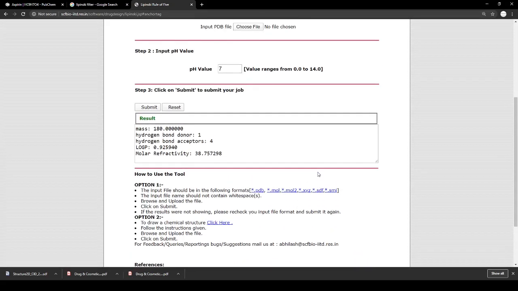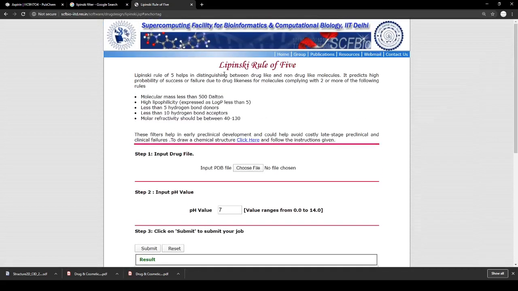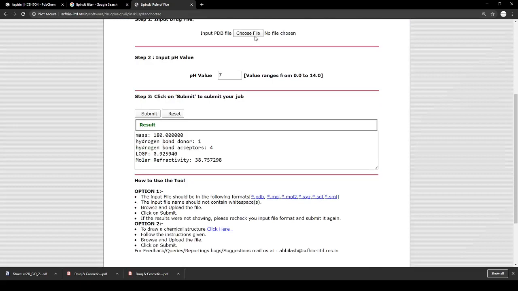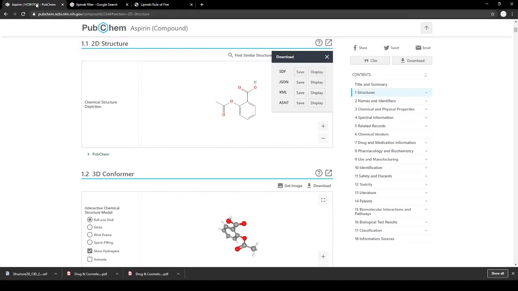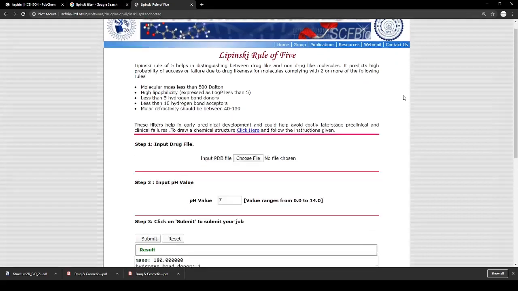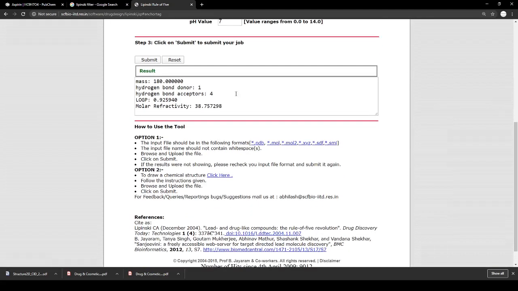Right. So what did we do? We took the structure of aspirin, and our goal here is to check whether it obeys Lipinski's rule of 5. Can we give it orally? We got the structure from PubChem in SDF format, pulled up this website, put in the file and submitted. See, it has calculated.